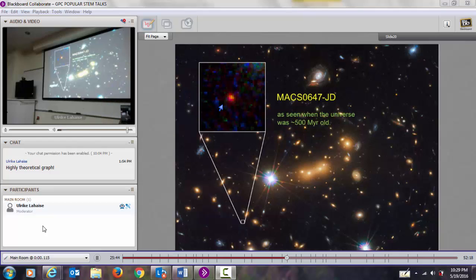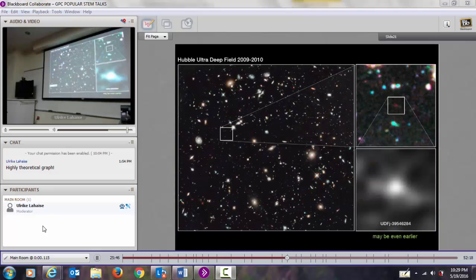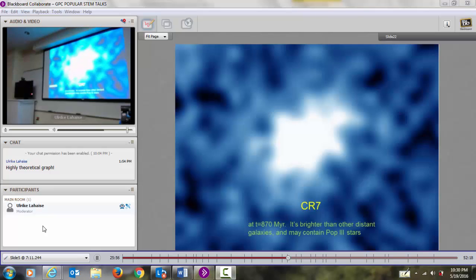Here's another one that's even fainter and maybe further away, but this one is controversial. It may actually be a closer object. This is a very important one. They just call it CR7, and we're seeing it as it was when the universe was a little bit older, 870 million years. But it's very luminous. It's unusually bright for these extremely distant galaxies.